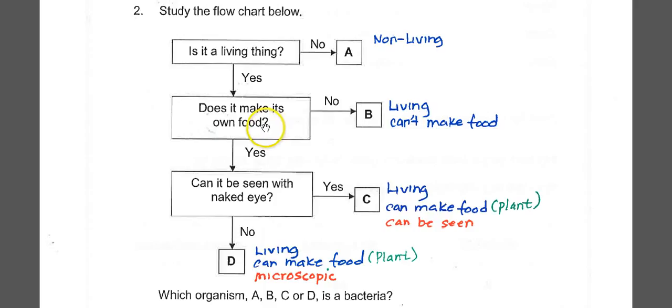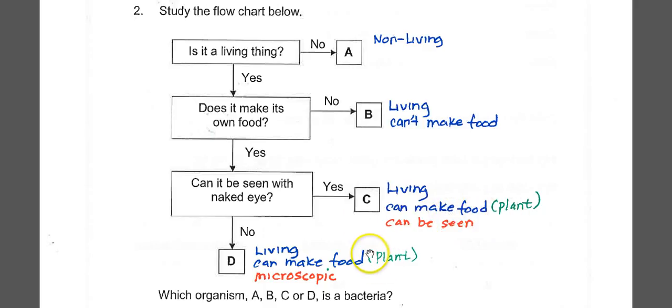Does it make its own food? No. Then I write down here, can't make food. Or you're referring to can't make its own food. If it's yes, referring to this too, this one can make its food, and this one can make its food. Can it be seen with the naked eye? No. It means it must be microscopic. This one can be seen. All right, can make food, and this is probably a plant.